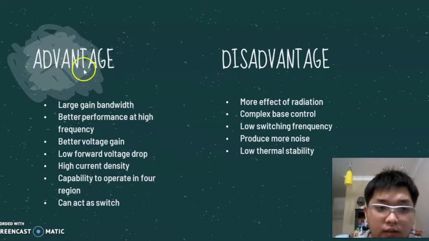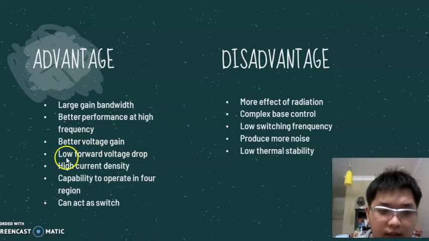The advantages of the bipolar junction transistor: it has large gain bandwidth, it has better performance at high frequency, and it also has better voltage gain. It also has low forward voltage drop, high current density, the capability to operate in 4 regions like the active region and saturation region, and it can also act as a switch.